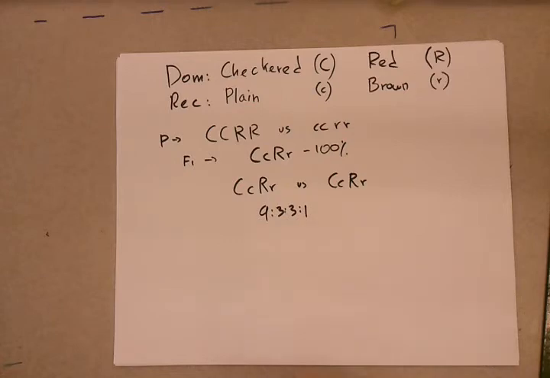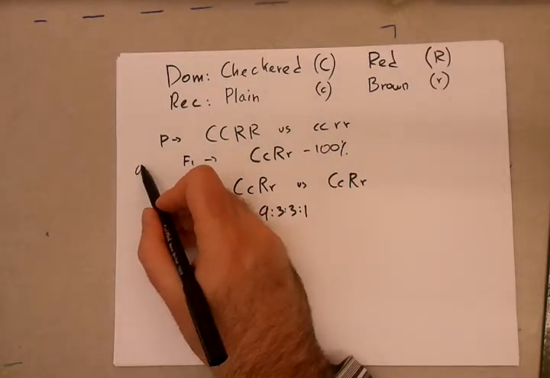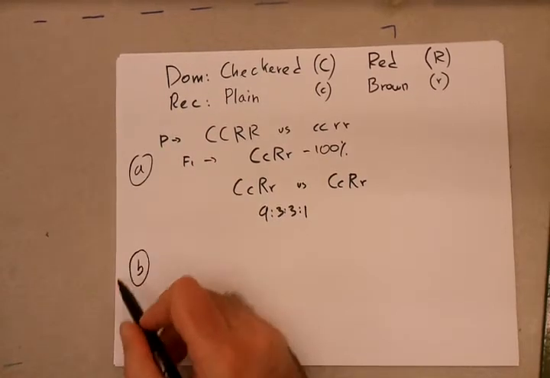What that means is 9 will be dominant for both traits, 3 will be dominant for one trait and recessive for the other, 3 will be dominant for the other trait and recessive for the first, and 1 out of 16 will be recessive for both. And again, for the 9-3-3-1, I made a separate video detailing what that means genotypically, but when you cross these two, that's what you are going to get. That's A. So this was all A. Let's see what B says.